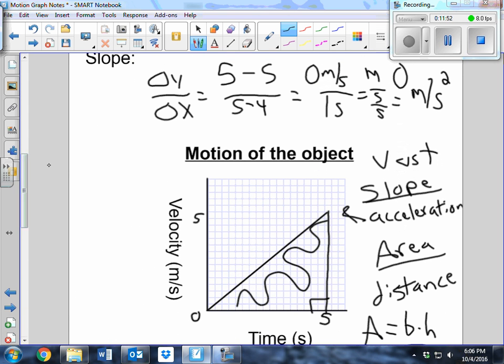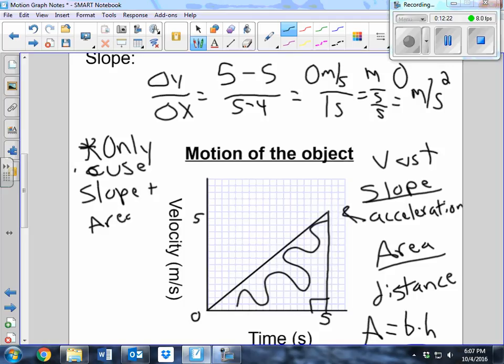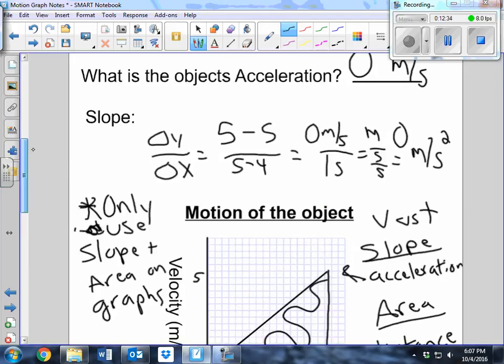It's really important that you remember that on a velocity time graph, the area under the curve is distance and the slope is acceleration. Now here's the thing. Notice I never used average velocity equals displacement over time. I never used acceleration equals change in velocity over time. Only use slope and area on graphs. Do not ever use the equations because they don't work. There's one exception to the rule, and I'm not even going to tell you it because I don't want you to use it at all.